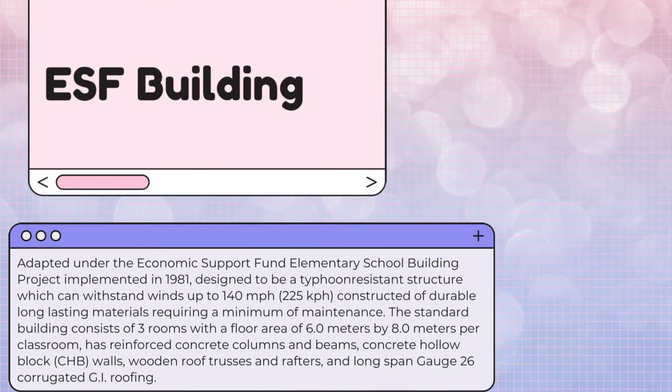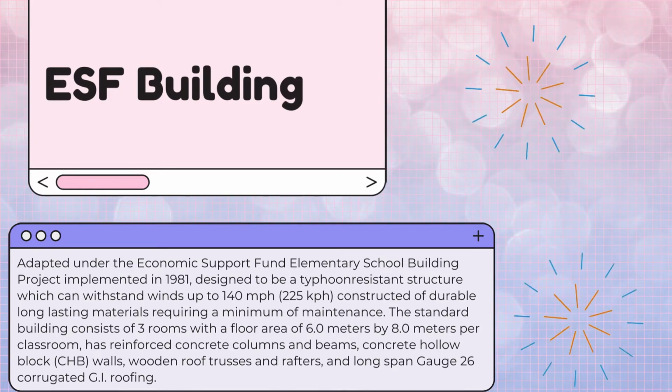ESF building, adopted under the Economic Support Fund Elementary School Building project implemented in 1981, designed to be a typhoon-resistant structure which can withstand winds up to 140 miles per hour, constructed of durable, long-lasting materials requiring a minimum of maintenance. The standard building consists of 3 rooms with a floor area of 6.0 meters by 8.0 meters per classroom, has reinforced concrete columns and beams, concrete hollow block wall, wooden roof trusses and rafters, and long span gauge 26 corrugated GI roofing.